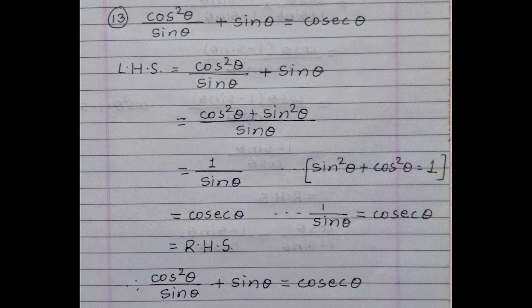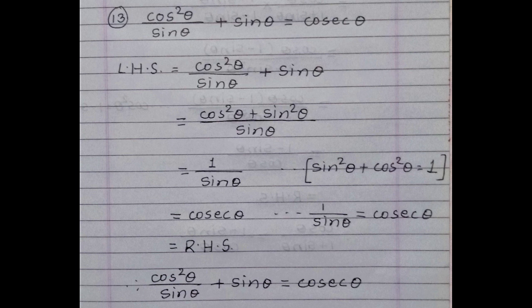So, 1 upon sin theta. Again, the reciprocal of sin theta is cosec theta. So, 1 upon sin theta is equal to cosec theta. So, LHS is equal to RHS. Therefore, cos square theta upon sin theta plus sin theta is equal to cosec theta.